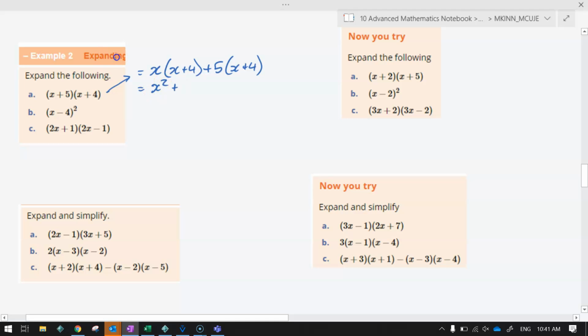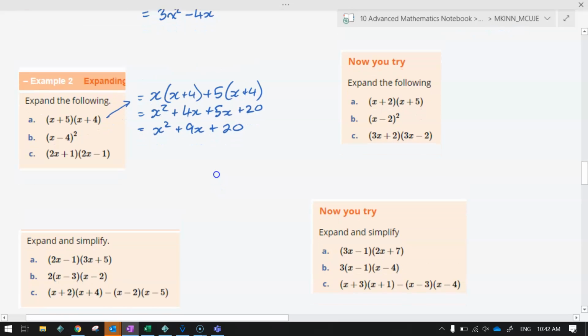If you just went straight to this second line, x squared plus 4x plus 5x plus 20, I'm more than happy for you to go straight to that. If you were really on top of it and you went x squared plus 9x plus 20, I'd be okay with that as well. So it's up to you how much working you feel like you need to show.